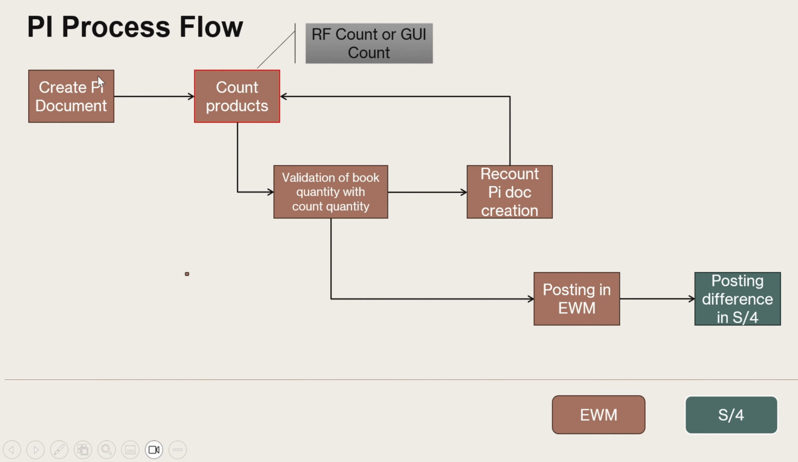Here I have used two different colors. This color shows the posting from the EWM side, whereas this color represents the posting in the S4 side. There is only one posting in the S4 side, which is the last step of this PI process.